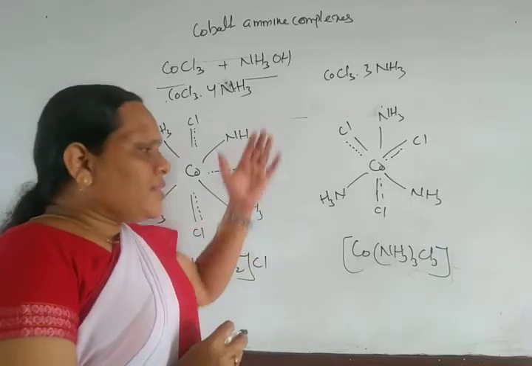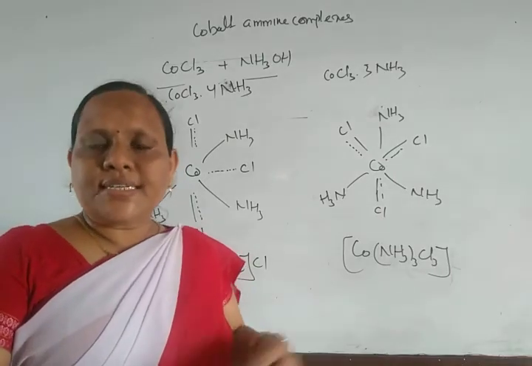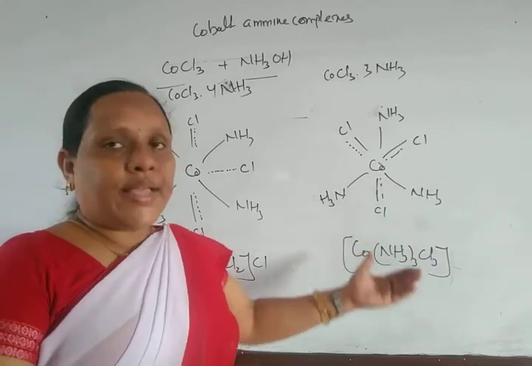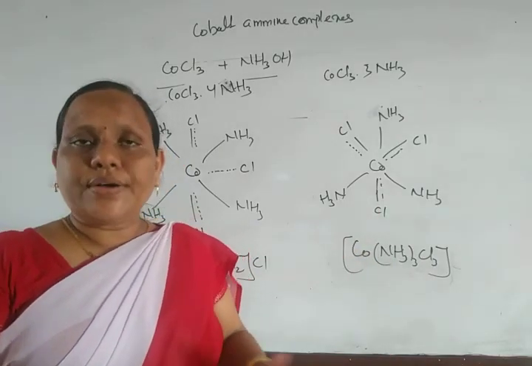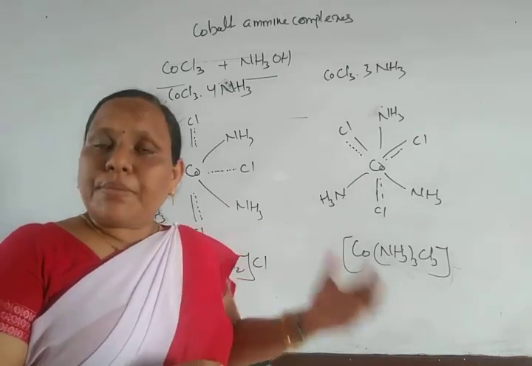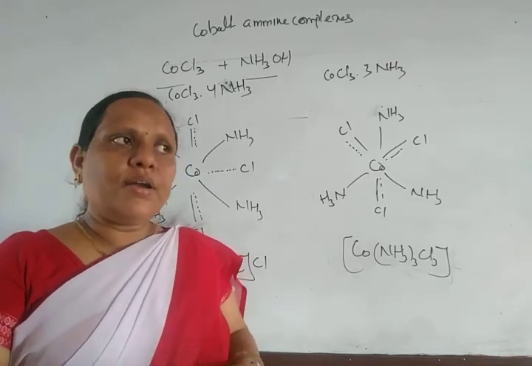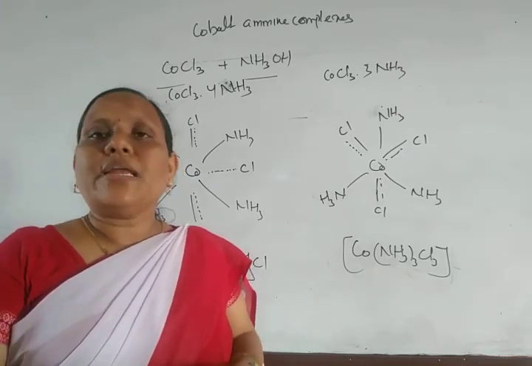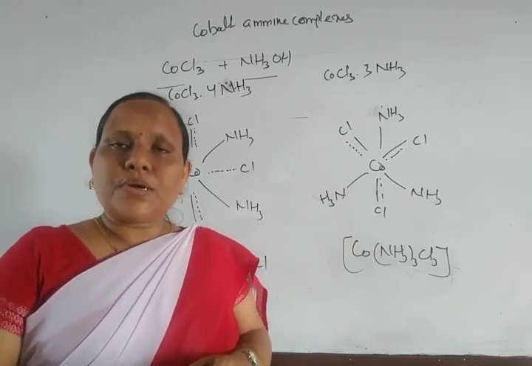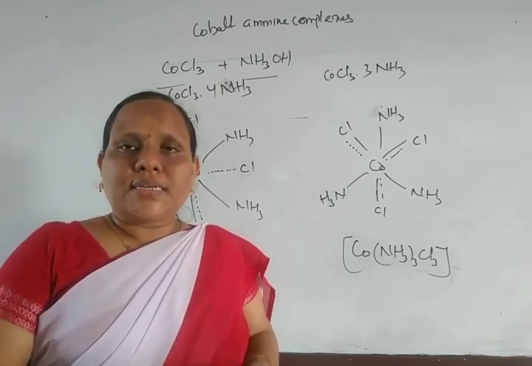It also explains its chemical behavior: how many ions it can give, and what its conductance value is. If it gives more ions, it has a higher conductance value. Then how much precipitate it can give. Most of the chemical and conductance behavior of this complex can be explained by Werner's theory. So for today up to this; next we will discuss some other parts of this chapter.